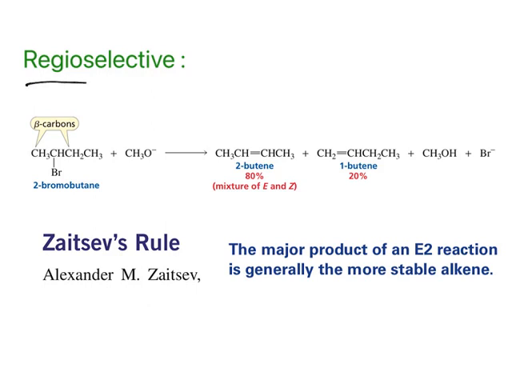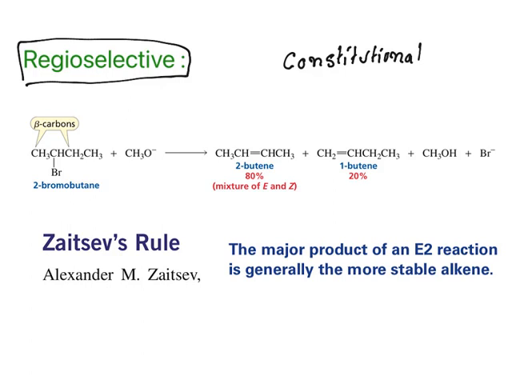Now there is a concept called as regioselectivity. Regioselectivity, the topic comes when you have chance of forming two constitutional isomers. If there is a chance in a reaction of forming two constitutional isomers, out of two, if one is predominantly formed, it is called as regioselective.